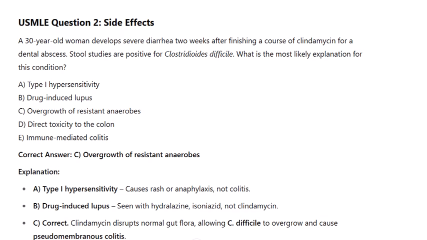Overgrowth of resistant anaerobes. Explanation. A. Type I hypersensitivity, causes rash or anaphylaxis, not colitis. B. Drug-induced lupus, seen with hydralazine, isoniazid, not clindamycin.